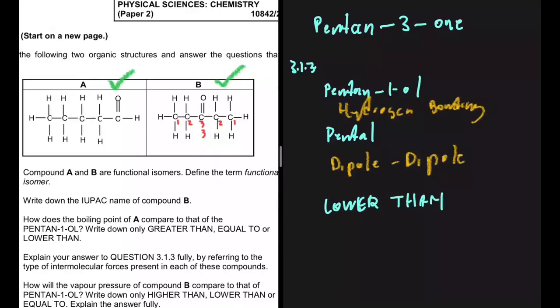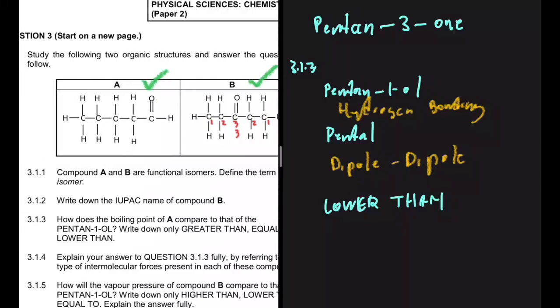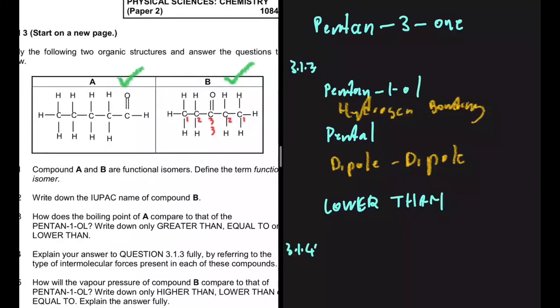Let me explain why that is the case in 3.1.4. The intermolecular forces in pentan-1-ol, which happen to be hydrogen bonding, are stronger than the intermolecular forces in pentanal, which are dipole-dipole. If you have stronger intermolecular forces, then more energy is required to overcome those forces in that compound. As a consequence, the alcohol, pentan-1-ol, will have a higher boiling point. That is the answer to 3.1.4.